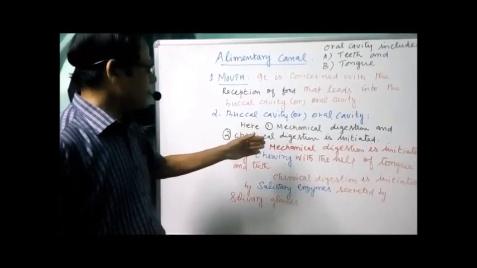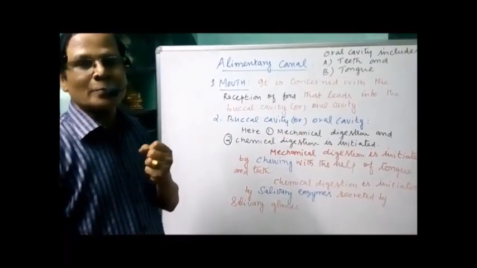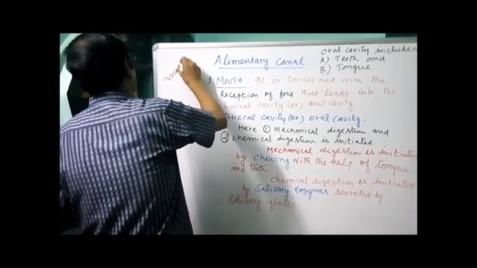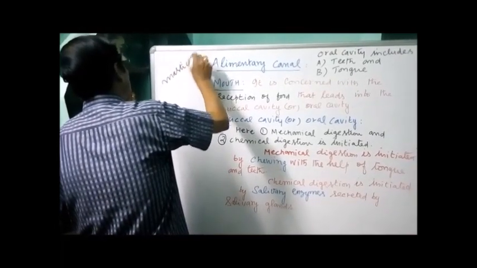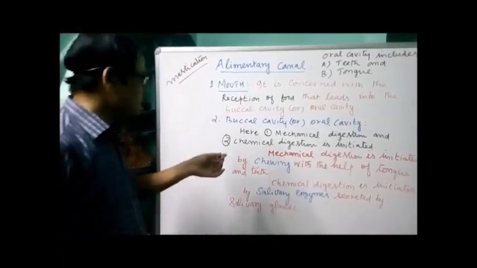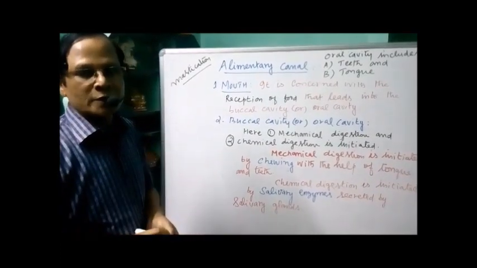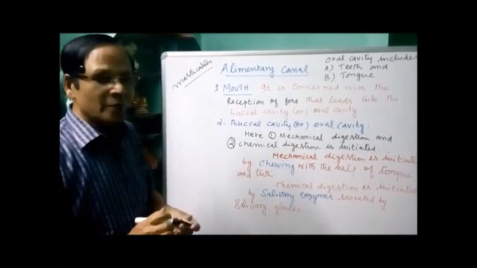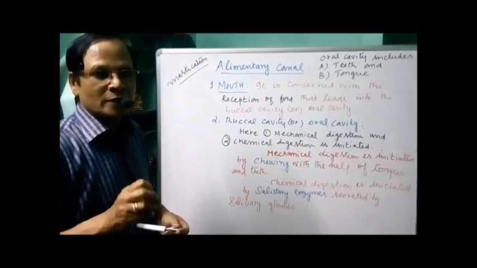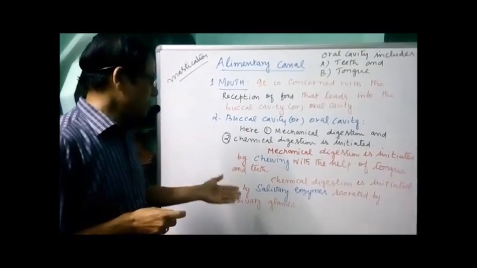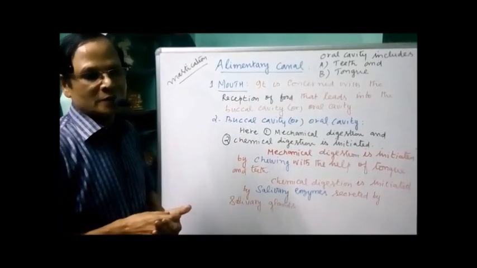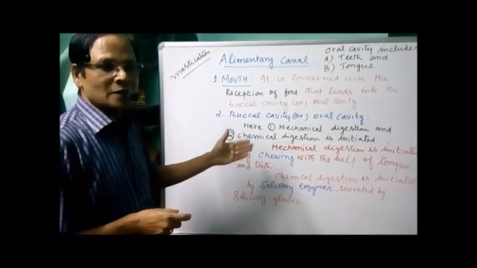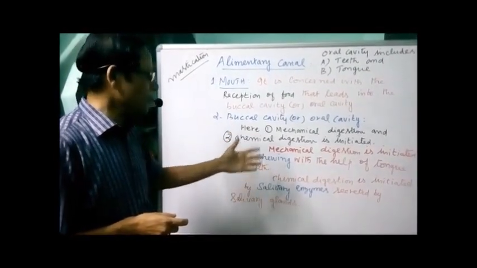How? The mechanical digestion is initiated by chewing, otherwise called mastication, grinding. This is what is known as chewing. So the mechanical digestion is initiated by chewing with the help of the two components present in the buccal cavity: one, the teeth, and another, the tongue. Chemical digestion is initiated by the breakdown with the help of enzymes, the salivary enzymes secreted by 3 pairs of salivary glands. So these are the two major reactions taking place: one mechanical digestion, another chemical digestion.